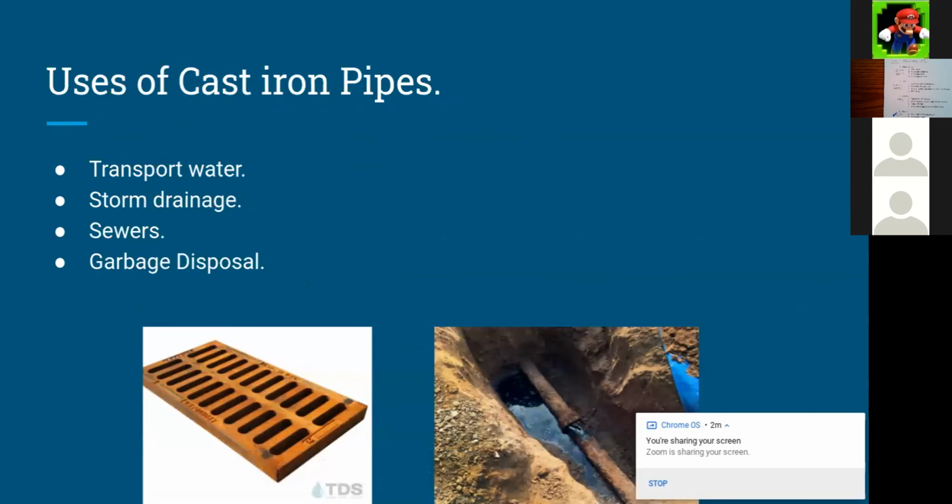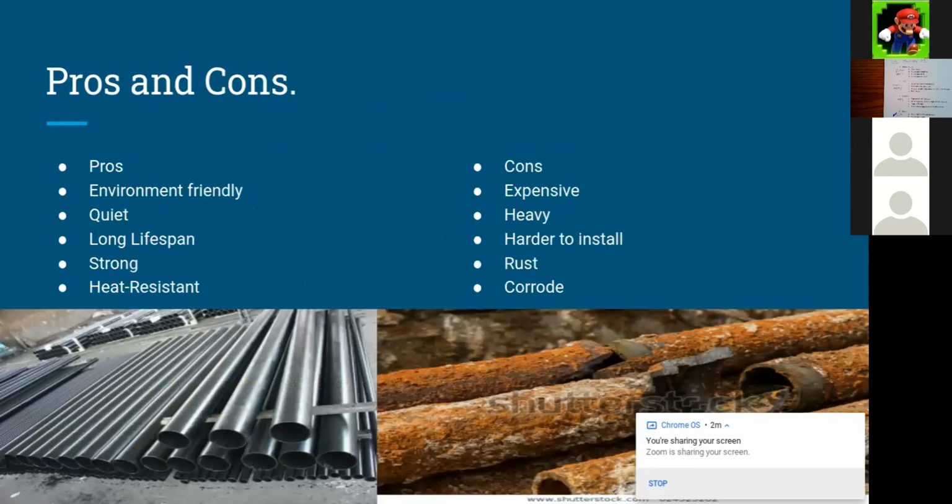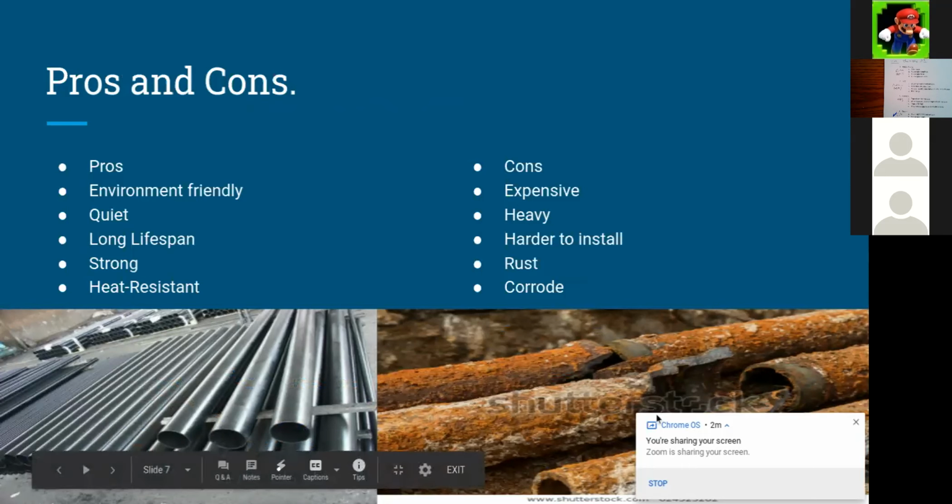So some uses of cast iron pipes is that they're used to transport water, there's storm drainage, sewers, and garbage disposal. Pros and cons. The pros are they're environmentally friendly, they're quiet so you won't hear the water running through your house. They have a long lifespan if you take care of them. They're strong and they're heat resistant. Cons is that they're expensive, heavy, harder to install, they rust and corrode. Like, this is what will happen, and it's common in older houses.